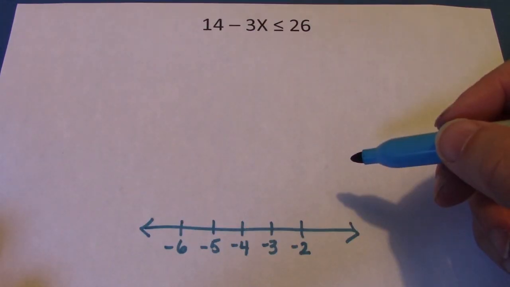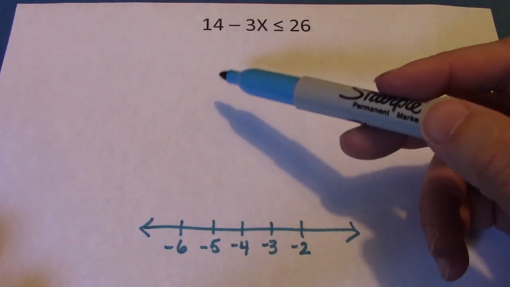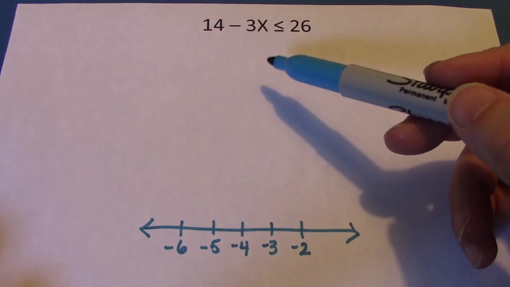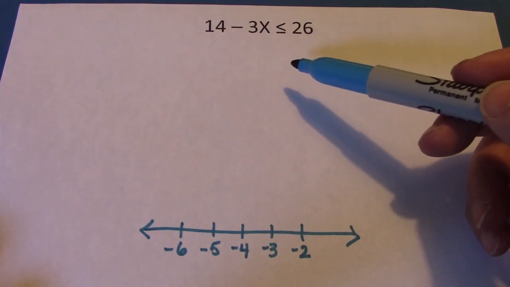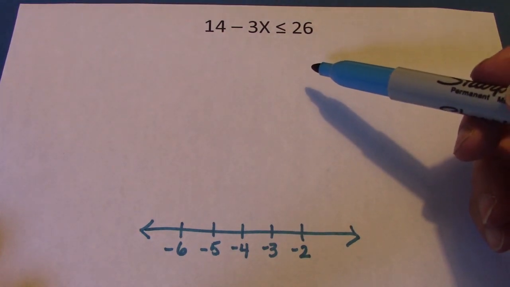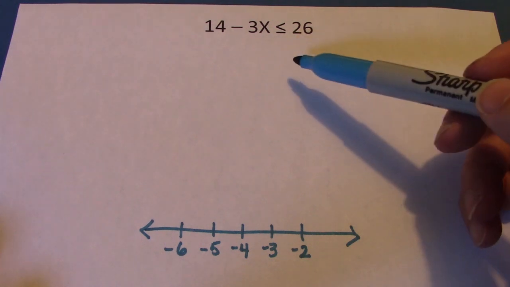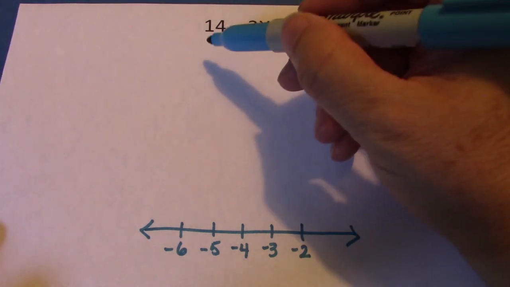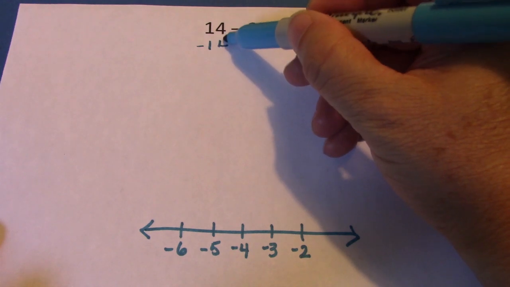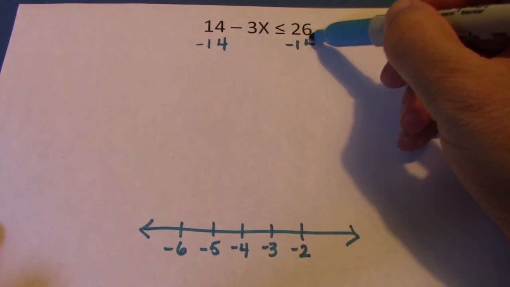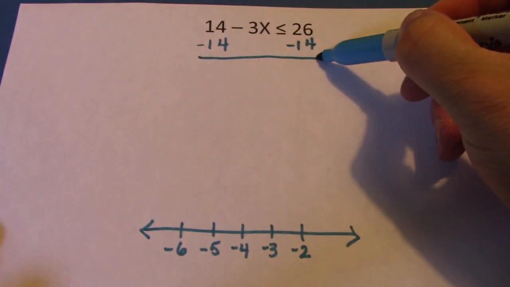Here's another example of an inequality to solve. It says 14 minus 3x is less than or equal to 26. Our goal is to get x all by itself on this side of the equation. So let's start by getting rid of this 14 on this side. Let's subtract 14 from both sides.